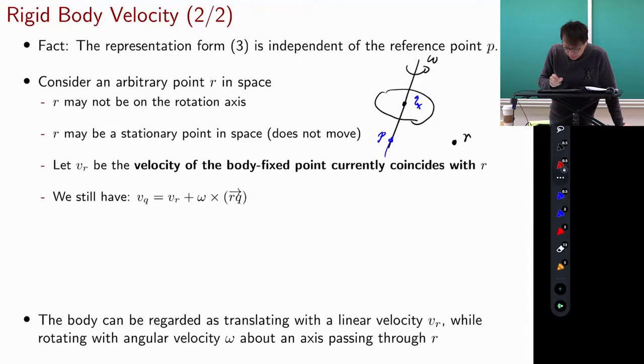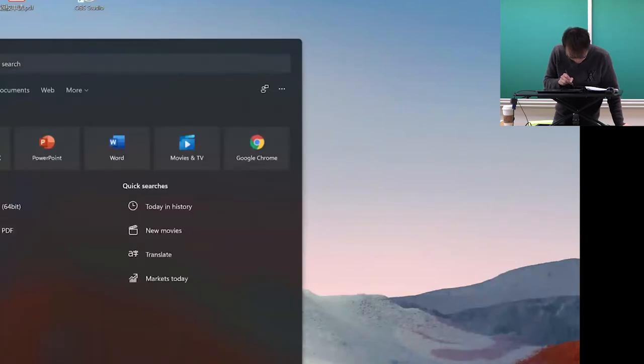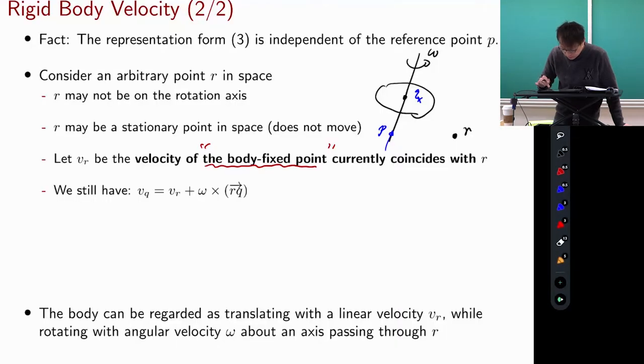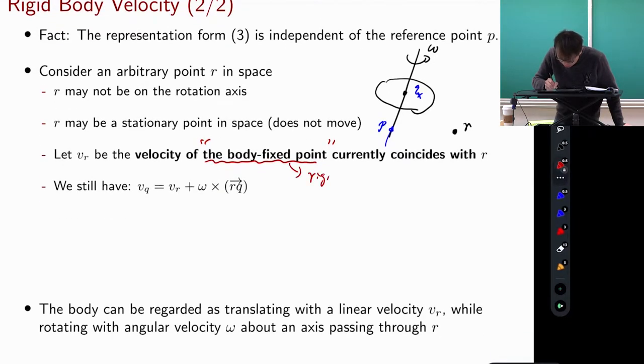They are different. Velocity of the body fixed point, VR, is that body fixed point velocity. What do we mean by body fixed? It's rigidly attached to the body. It's called a body fixed point.